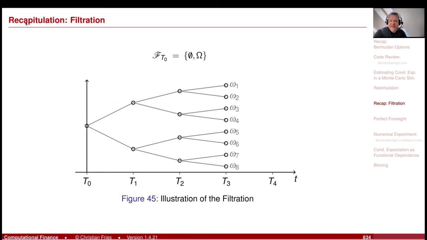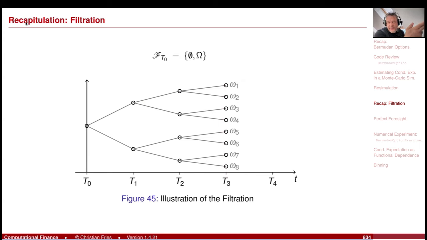Then you see that at each increment, you can have two different values. Maybe here heads, or here tails, or up and down. And then the next increment will add another outcome. It can go up again, or it can go down again. Your sigma field FT0 is just the empty set or the set that contains all events. This means you actually have no information. You just have the information that one of these events here can happen.